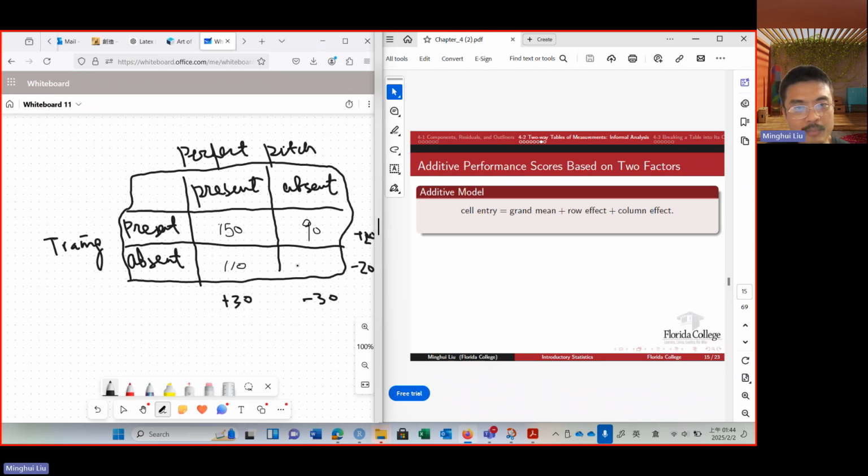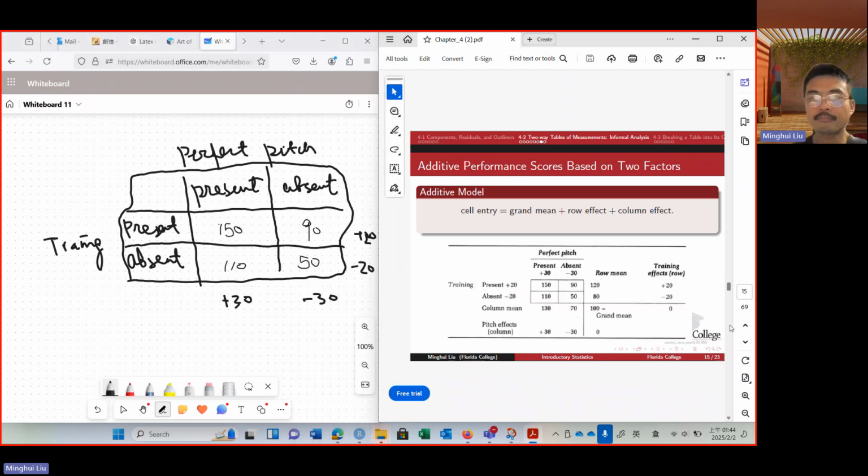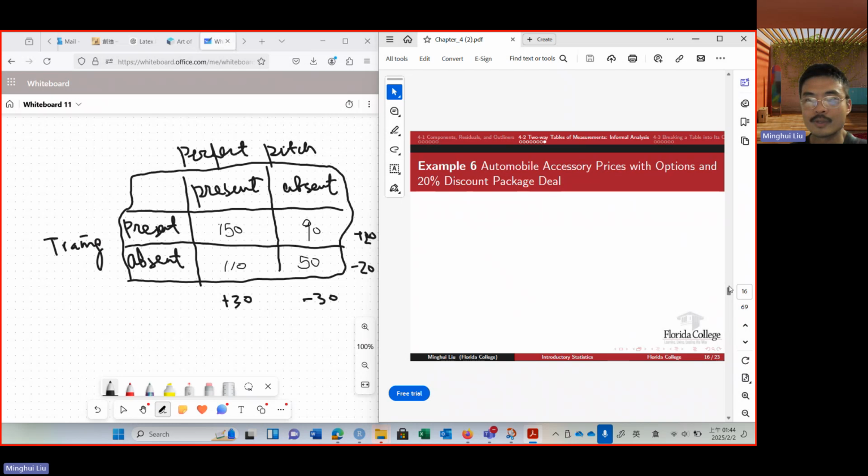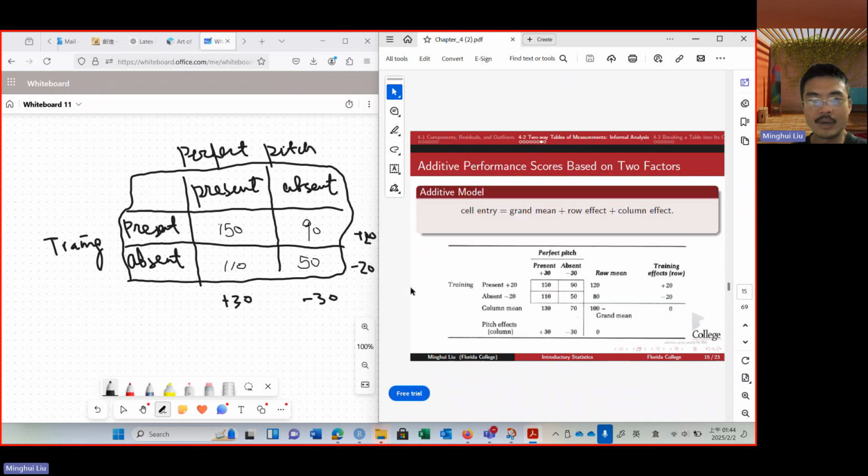The last category is where I belong. I don't have training, I don't have perfect pitch, so I start with 100 minus 20 minus 30. I will result in 50 points. So this is the model. And with this model, we can calculate the column effect and row effect.